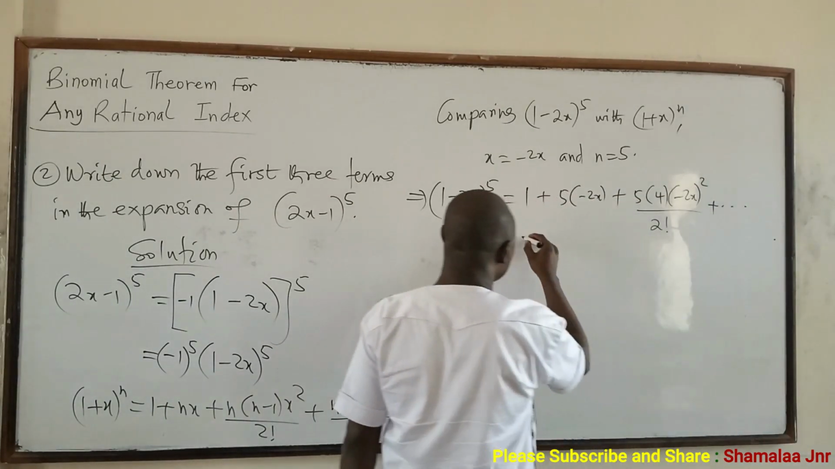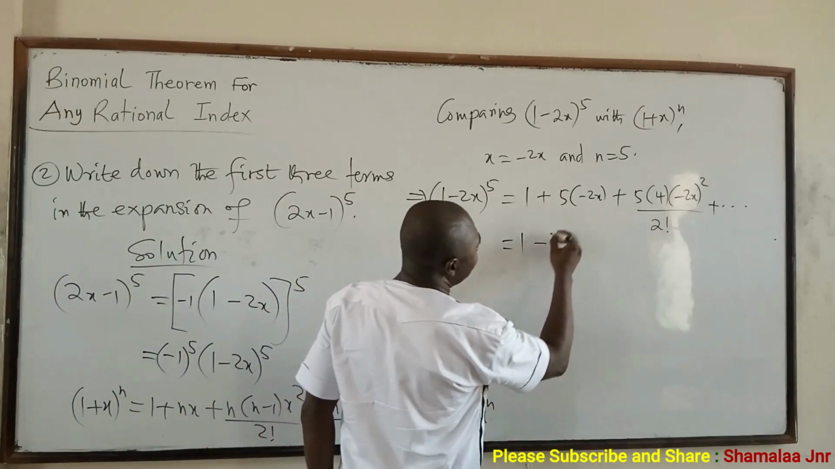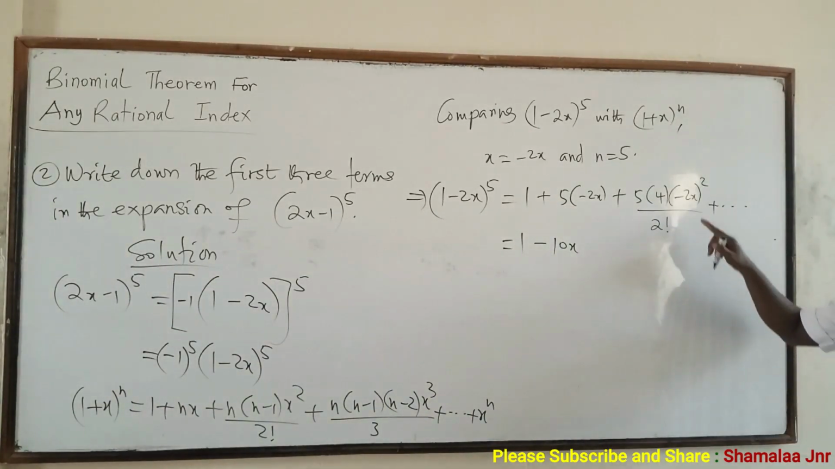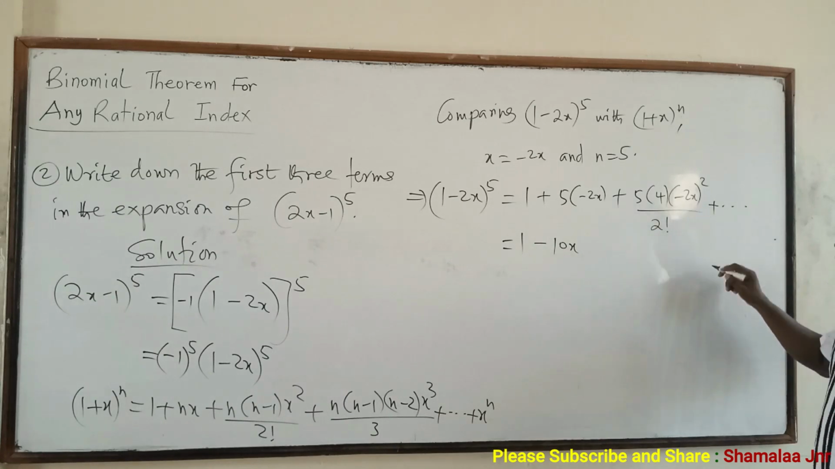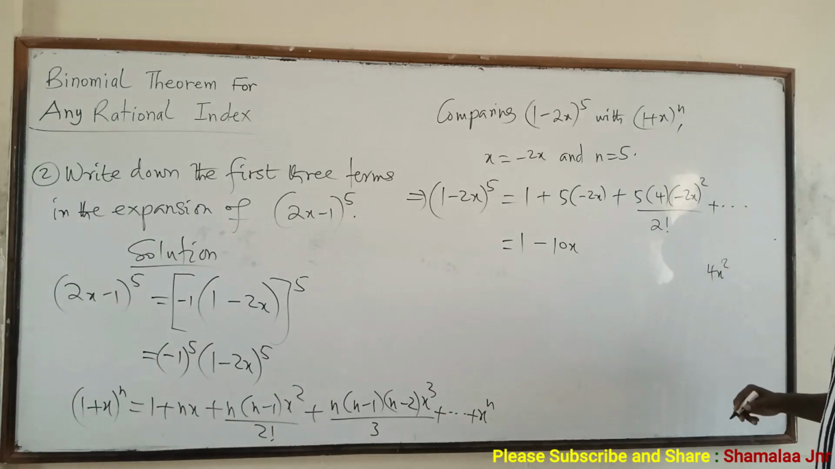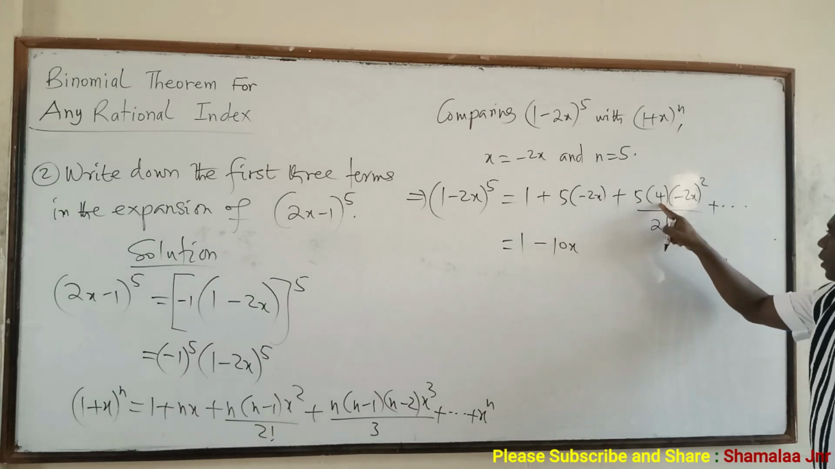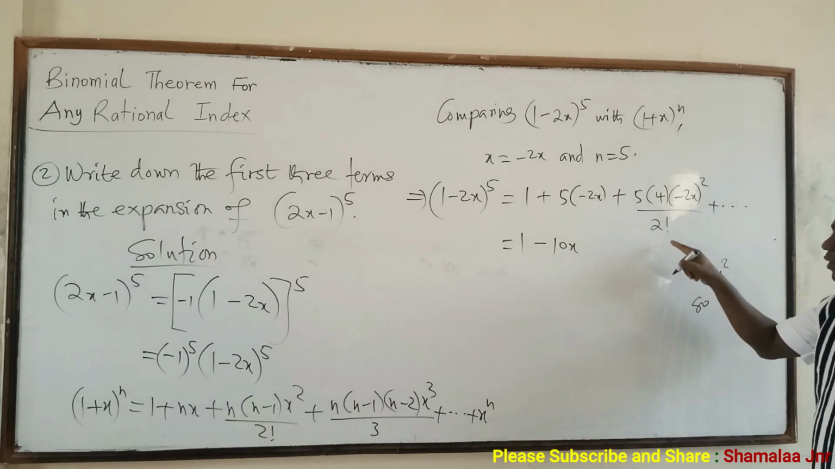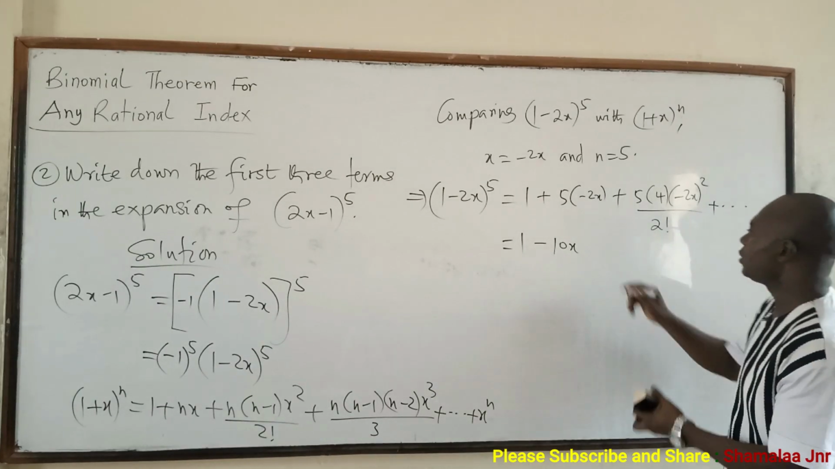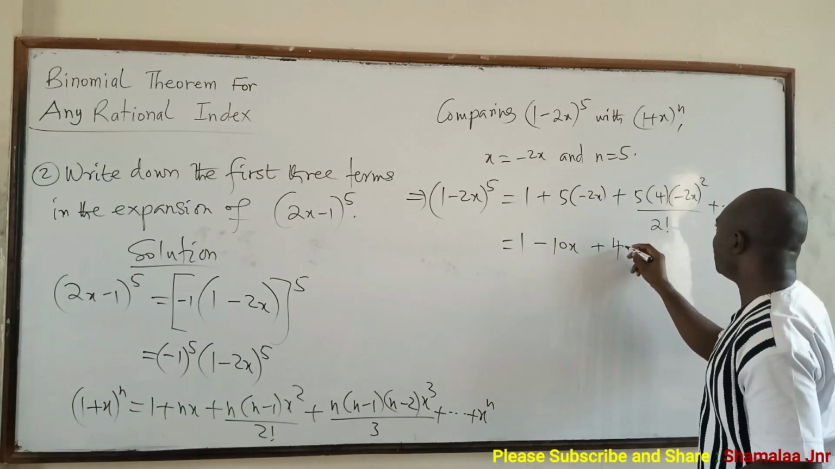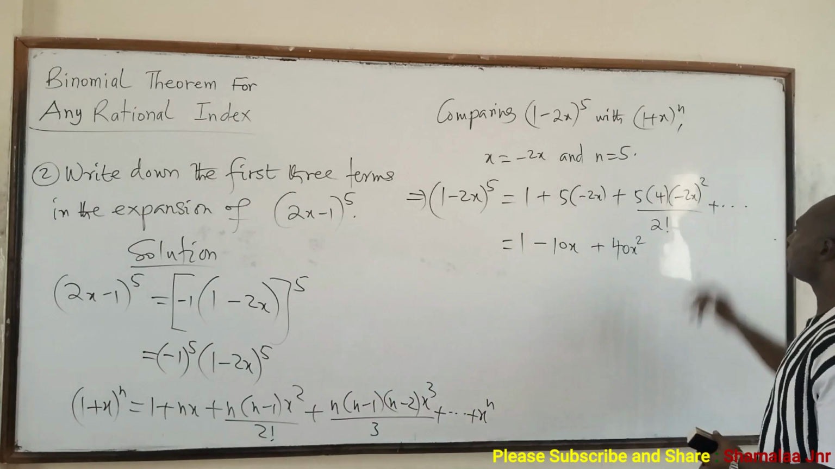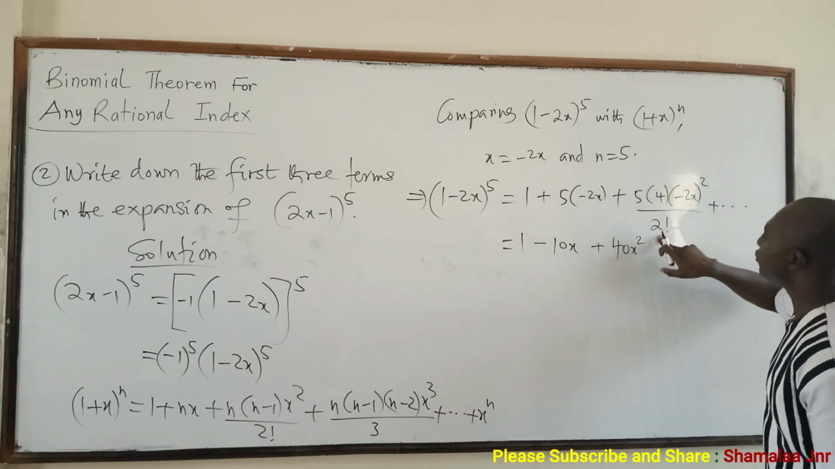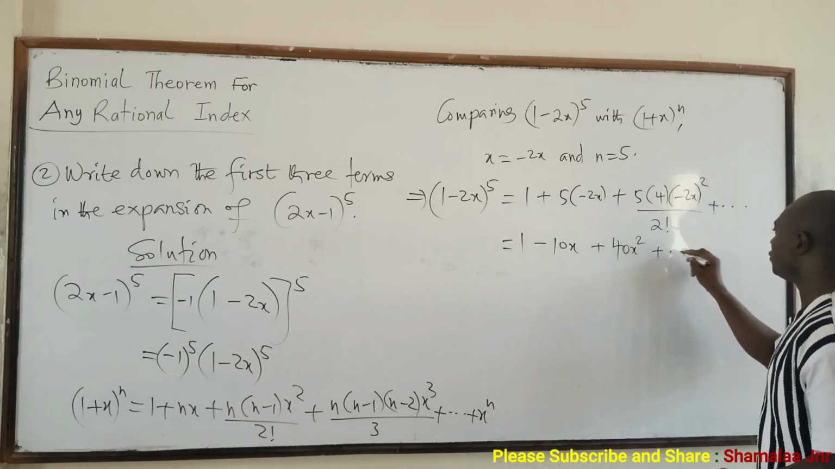This is equal to 1 minus, this time this will be -10x. Are you seeing it? Now let's work on this. (-2x) all squared will be 4x squared. Now 5 times 4 is 20. Times this 4 will be 80. Divided by 2 factorial, which is 2, that will be 40. So this one will be plus 40x squared. Are you seeing it? Because this 20 times 4 is 80, divided by 2, 40. So plus and so on.